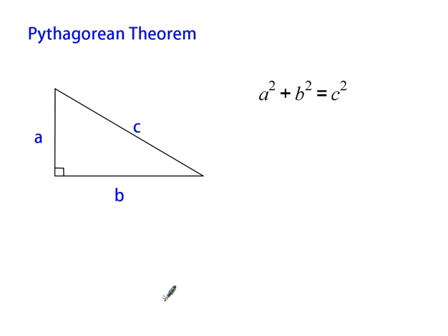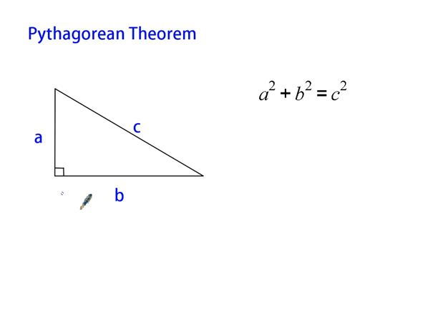This video is on the use of the Pythagorean theorem. The Pythagorean theorem states that any right triangle can have its sides labeled A, B, and C, where A and B are the legs, or the sides that border upon the right angle, and C is the hypotenuse, the side that is opposite the right angle, which also happens to be the longest side in any right triangle.